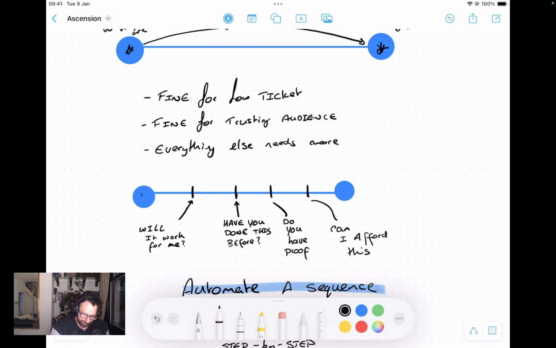So they're here. This is where they're happy to buy on the right. Usually there are blockages that will stop them from taking that action. And those blockages are going to be different reasons that they think, this is too risky, or I don't trust you enough yet. So it could be like, will it work for me? Have you done this before? Do you have proof that it works? Can I afford this? It's all these different things. I've tried something like this in the past. It didn't work. How is this different? There's 101 different reasons why somebody might not buy.